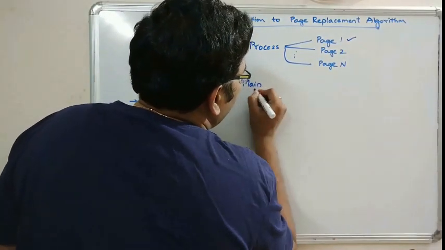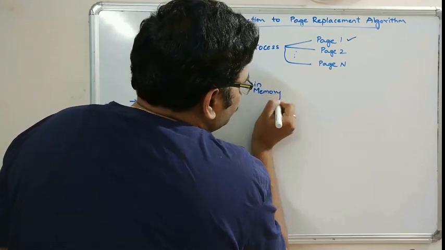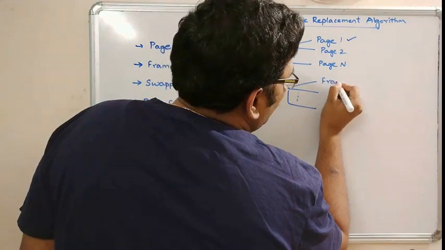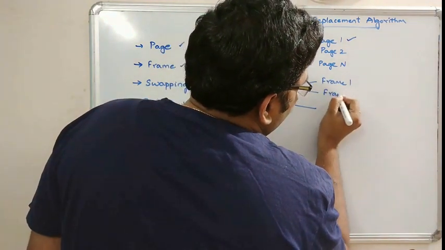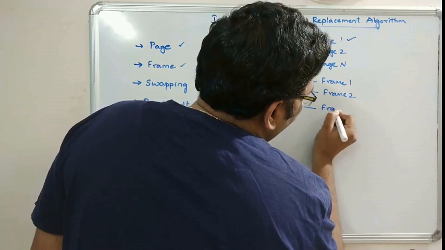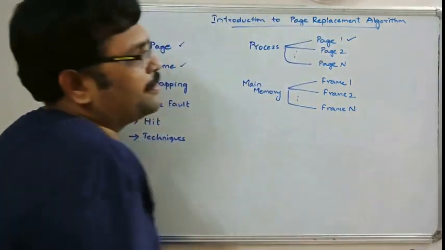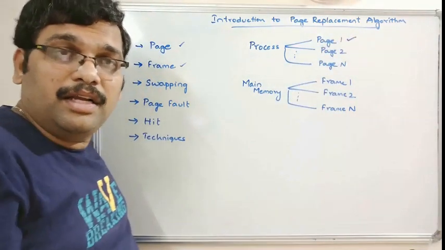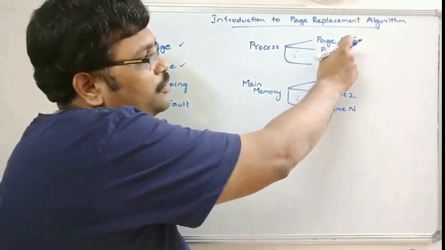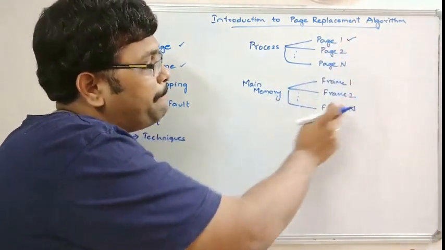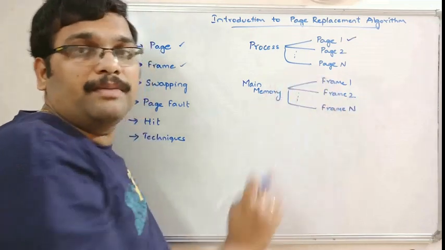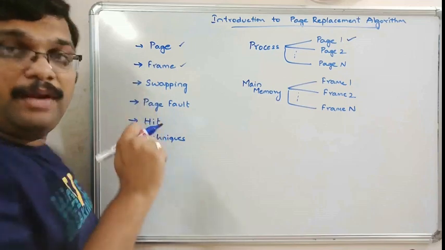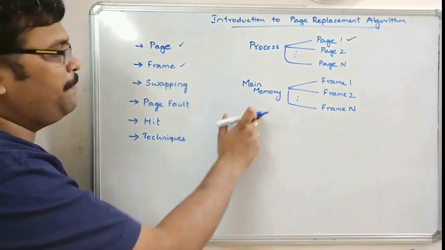See, main memory has frame 1, frame 2, up to frame n. Now, if page 1 is to be executed, it should be loaded from the secondary memory to main memory into one among these frames which is available. So this is a frame. Frame is a part of main memory.